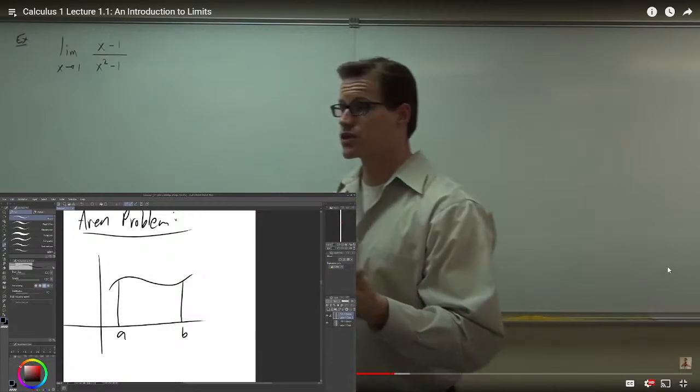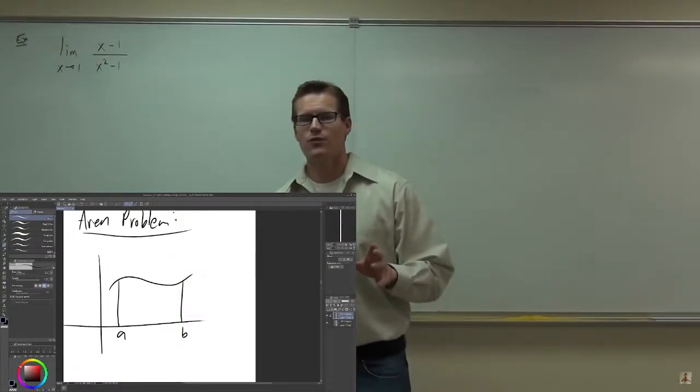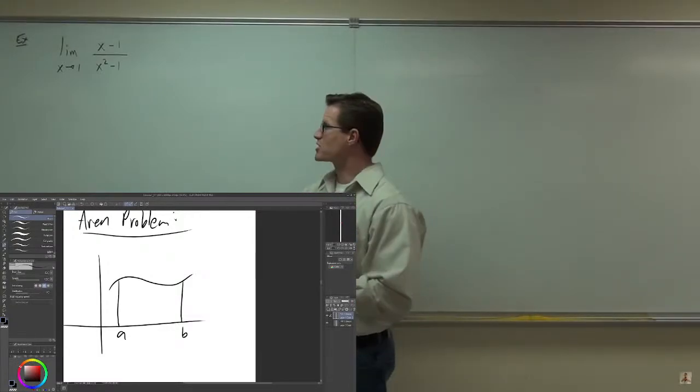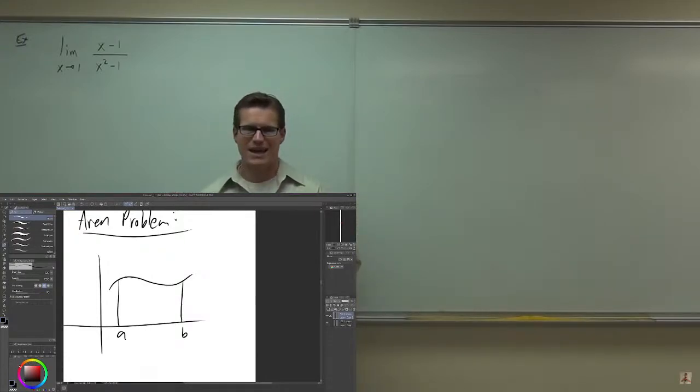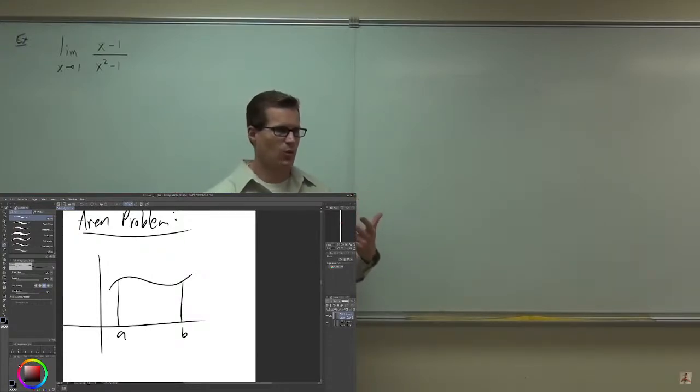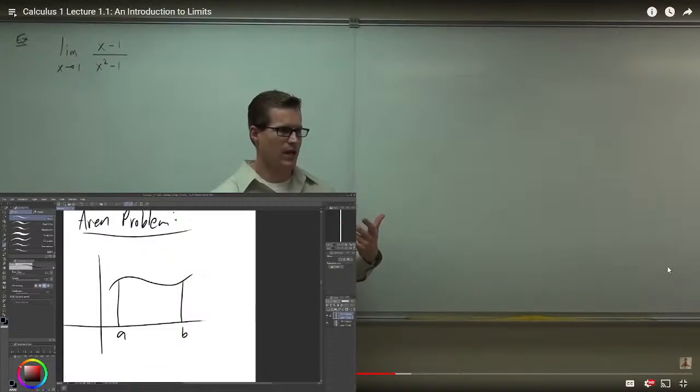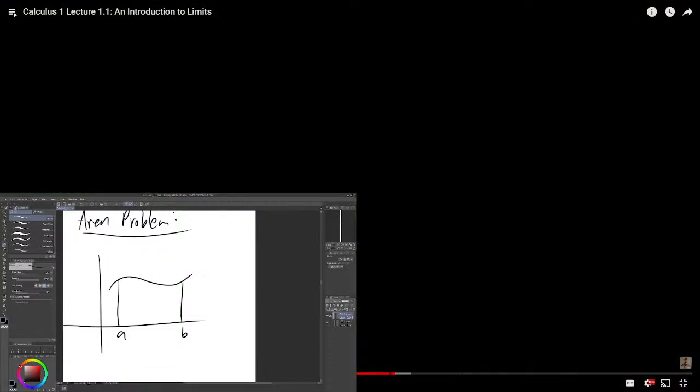x minus 1 over x squared minus 1, that's our function. We want to find out what happens as x approaches 1. So what do you say for this? You say it approaches undefined? It approaches an undefined value.